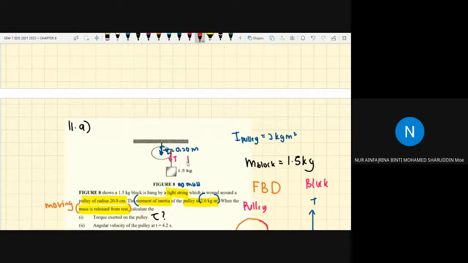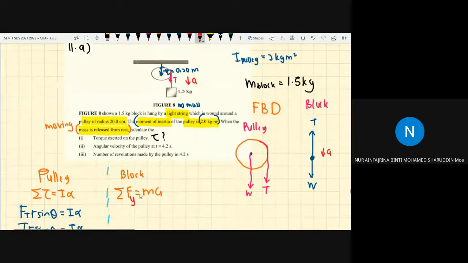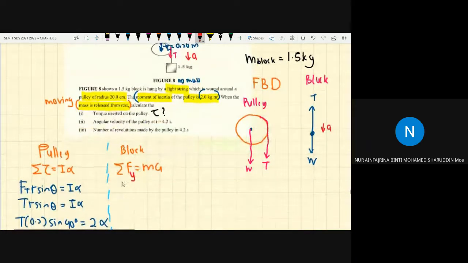Bawah. Ke bawah. Therefore, acceleration dia adalah downwards. So, summation of force in y component equals to ma. So, force yang ada adalah tension dan juga weight. So, tension dekat atas, so tension tolak dengan weight equals to mass darab dengan acceleration.